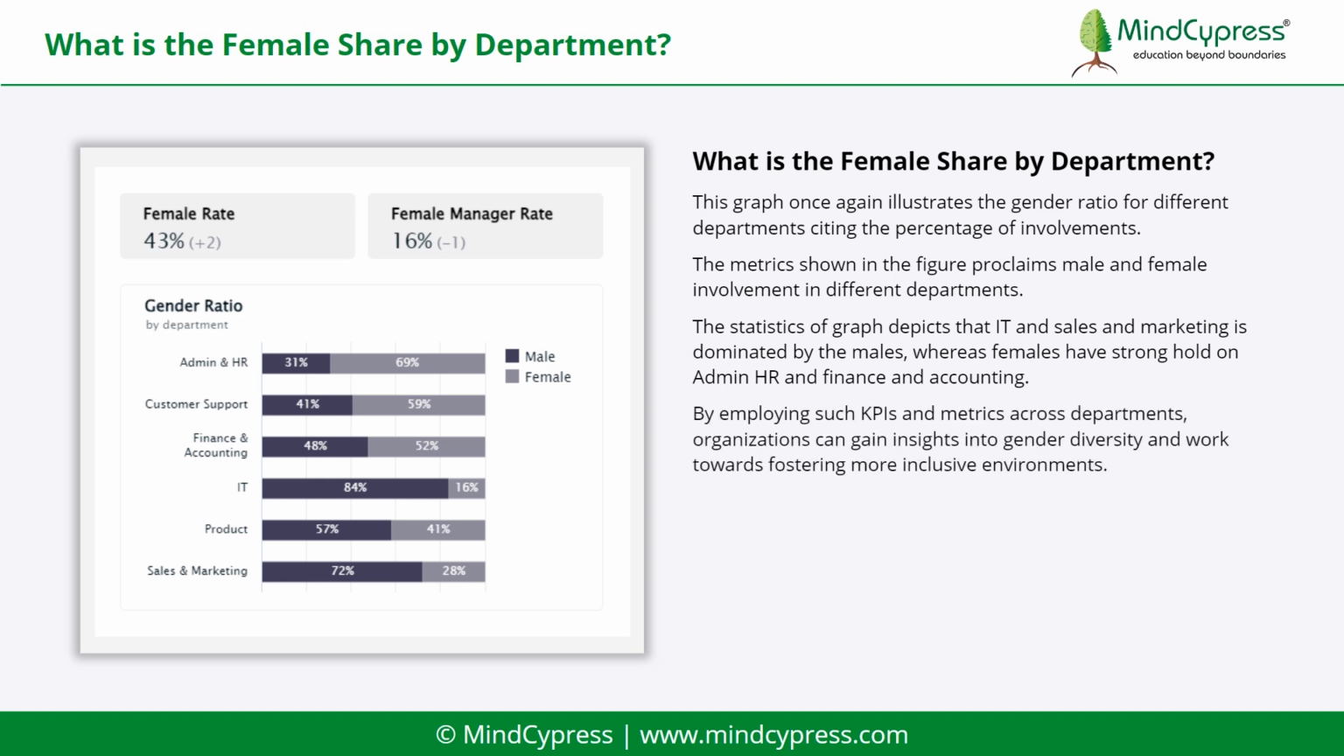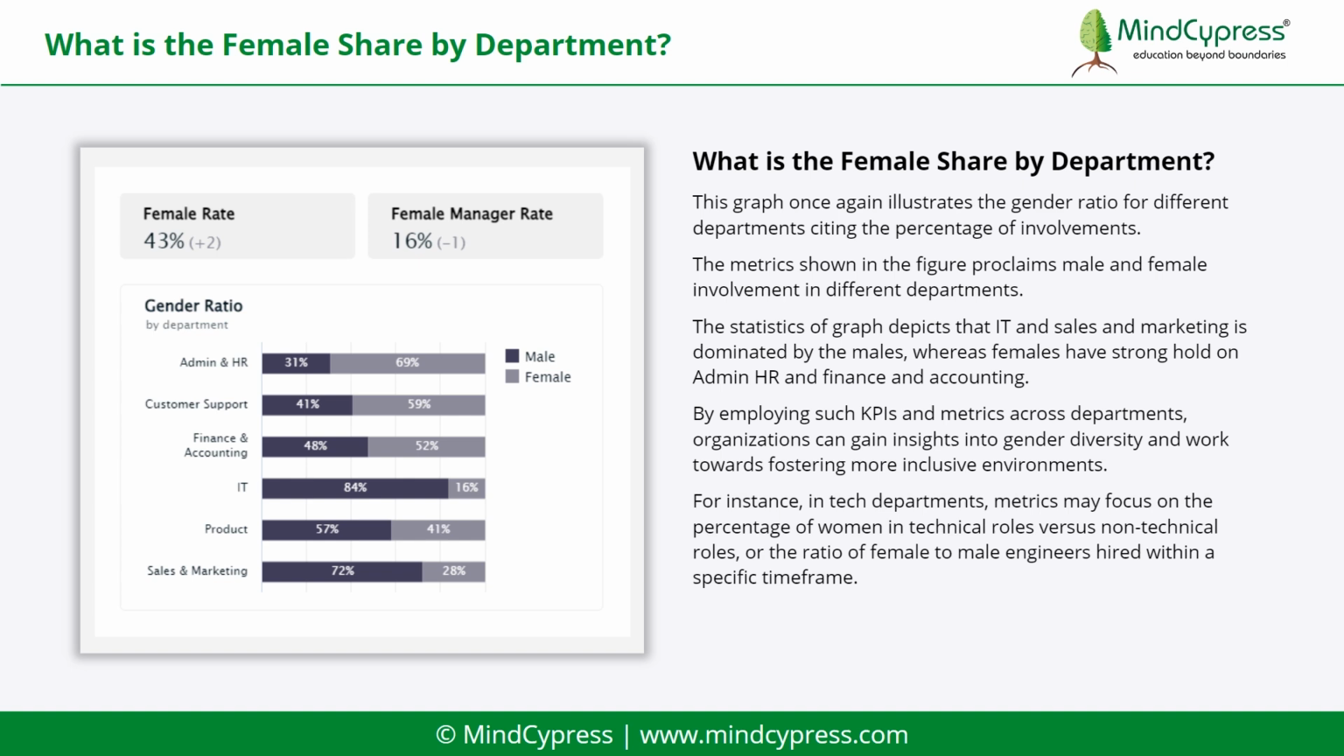By employing such KPIs and metrics across departments, organizations can gain insights into gender diversity and work towards fostering more inclusive environments. For instance, in tech departments, metrics may focus on the percentage of women in technical roles versus non-technical roles, or the ratio of female to male engineers hired within a specific time frame. In HR, KPIs could include the gender breakdown of leadership positions or the ratio of male to female employees promoted.